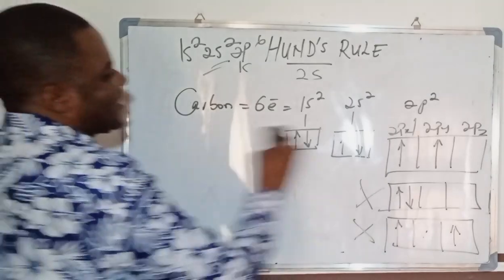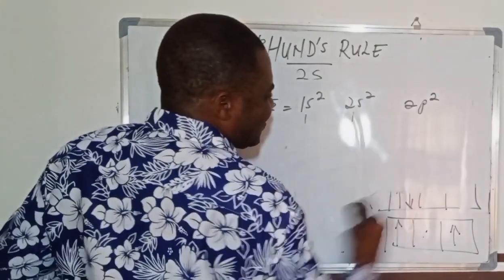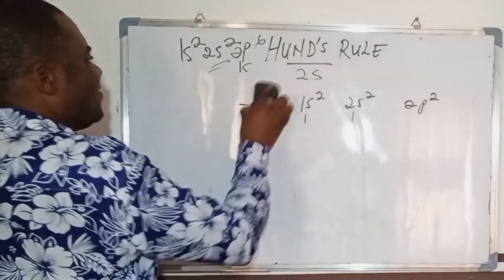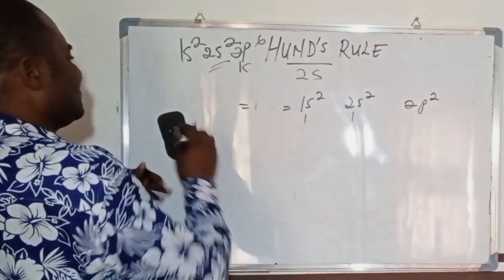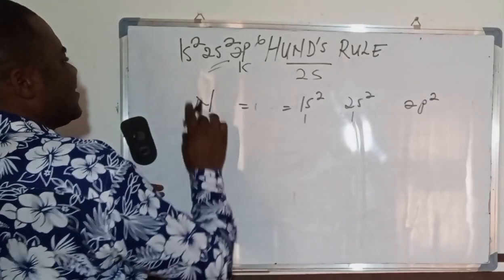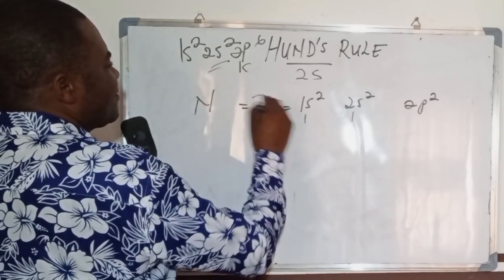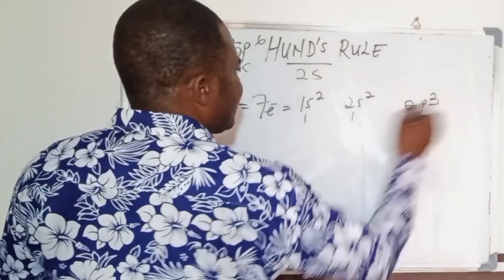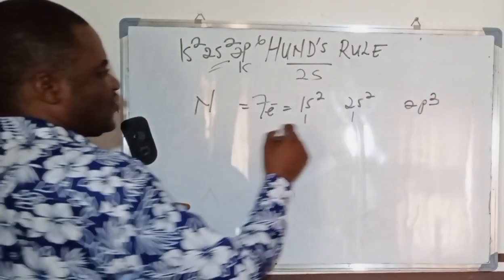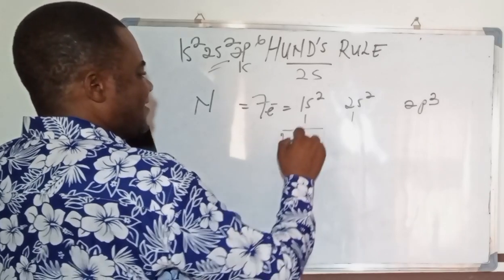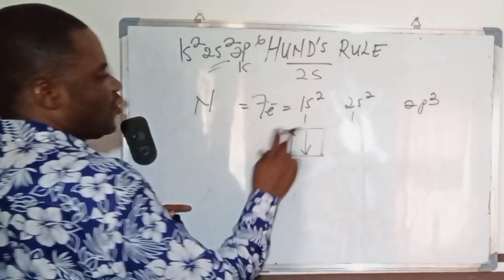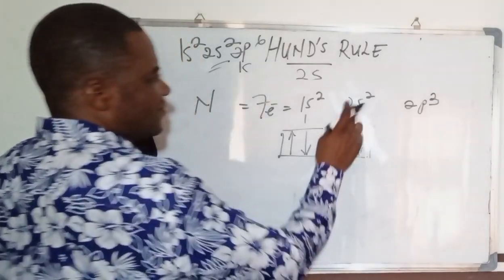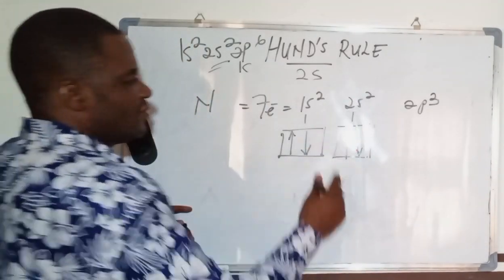Now, what if we decide to look at another example? Let's say we are looking at nitrogen. Nitrogen has 7 electrons. And this will be 1s2, 2s2, 2p3. So if you must do this, then this is 1s2, spin up, spin down. And then this is also spin up, spin down for 2 electrons for the 2s2.